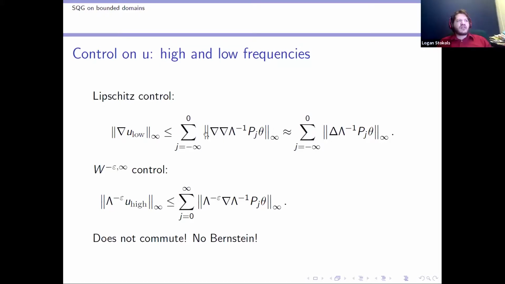And in fact, these quantities are geometrically decreasing, so they're summable, even if you take j down to negative infinity, and so we have a bound. That one's straightforward.